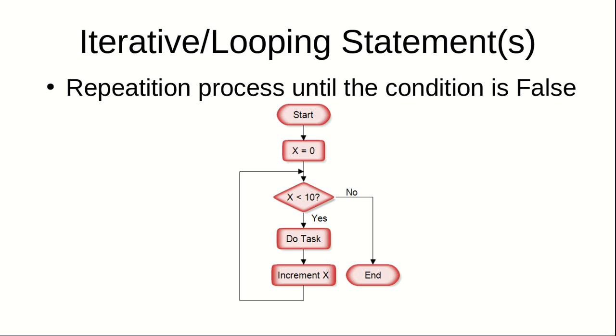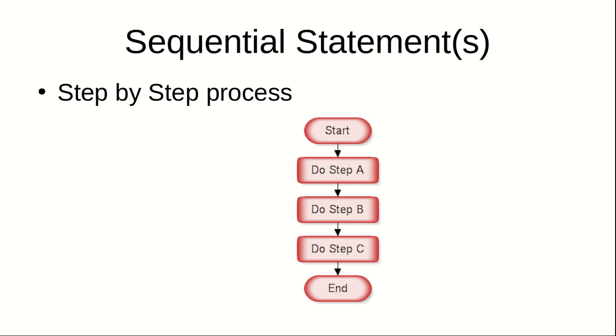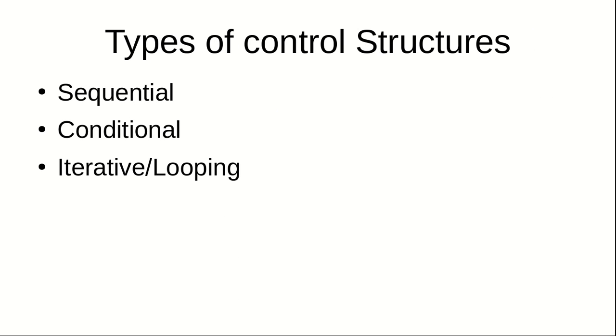Suppose if the value of x is 10, say, so now is 10 less than 10? No, right? So it will execute the end statement. So the condition here will become false and it will come out of the loop, right? So this is about 3 types of control structures. So in the coming videos I will explain more on conditional and looping statements.